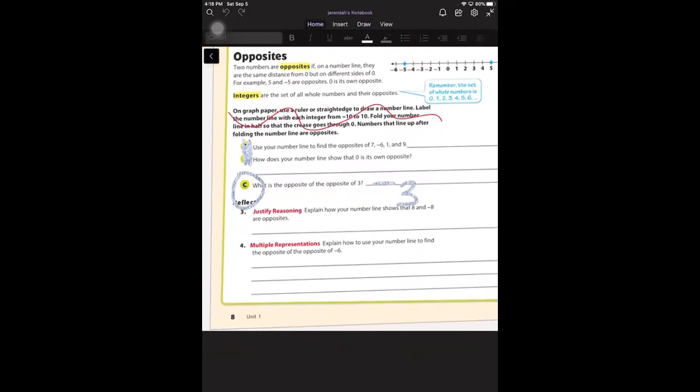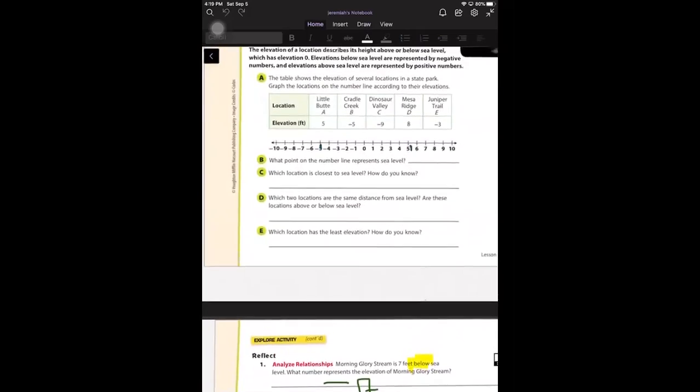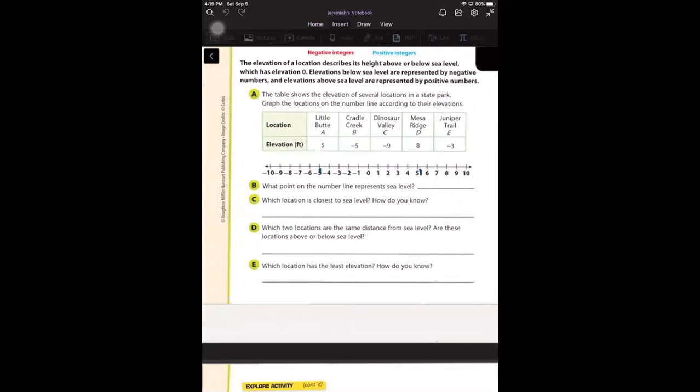Multiple representation. Explain how to use your number line to find the opposite of negative 6. Well, go to the right side and from 0, count up 6 units away from 0. So let me explain that. If we had to figure out the opposite of negative 5, since negative 5 is already on the left side, the other opposite has to be on the right. So I go to 0 and count up 5 units, and that's my opposite. 1, 2, 3, 4, 5. 5 and negative 5 are my opposites.